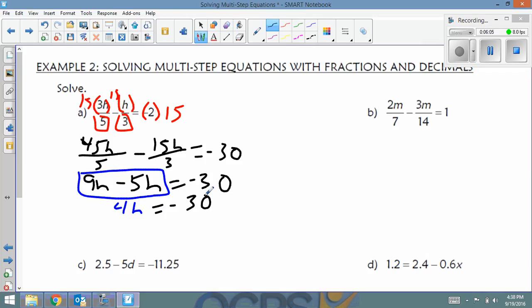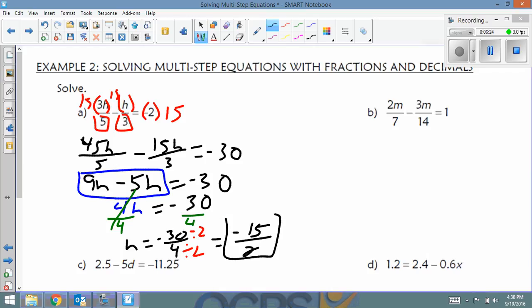And then we'll divide it out. We can divide by 4 on both sides. So we get h equals negative 30 over 4, but there's a number that goes into both, 2, so we're going to divide the top by 2 and the bottom by 2. So we get negative 15 over 2.